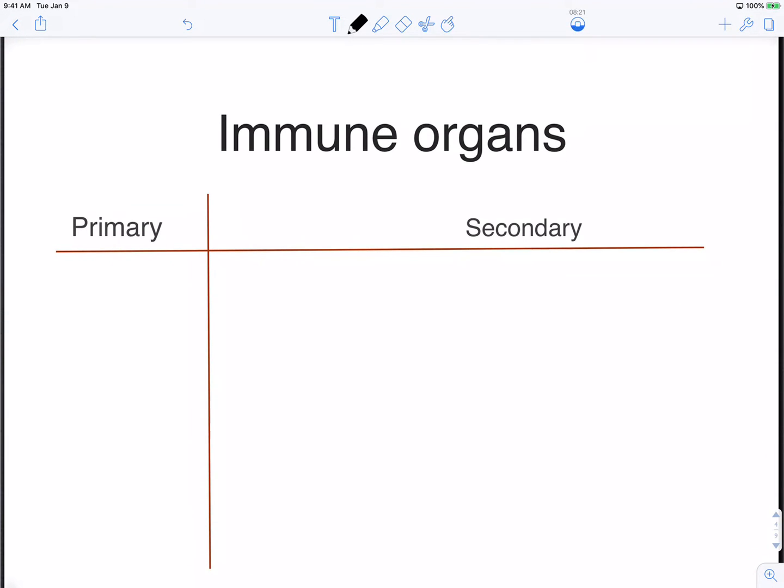Okay, so the last thing we want to talk about in this mini lecture are your immune organs. So you have two types of immune organs. You have primary and secondary. Primary is where the immune cells develop, and secondary is where they typically become activated. So your primary immune organs are your bone marrow and your thymus.